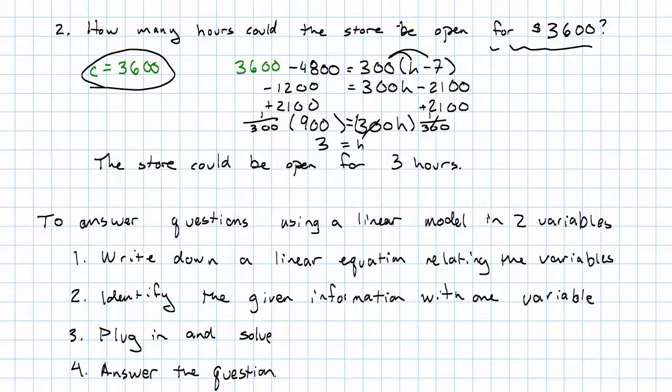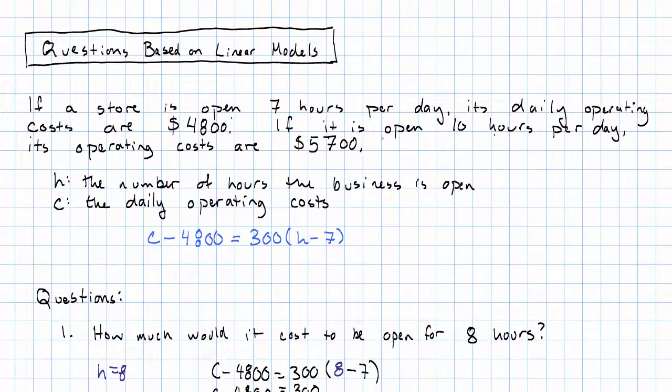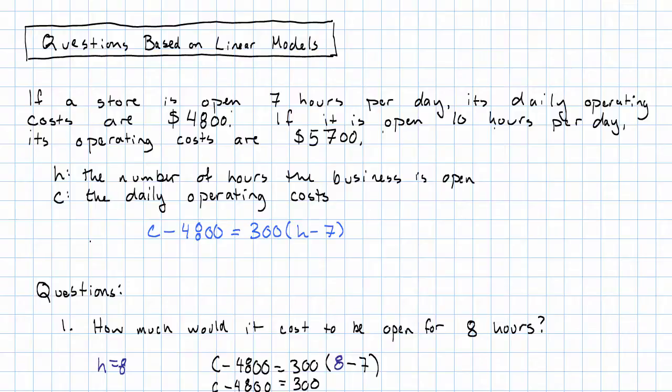So, writing down the linear equation is going to be the key here, but then also identifying the given information with one variable. We talked a great deal about writing down the linear equation. In identifying the given information with one variable, this step right here, where we wrote down what each letter represents, that step was incredibly valuable. You should use that step every single time you work any kind of modeling related problem.